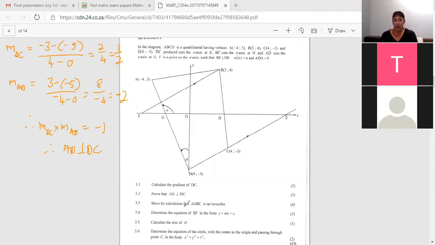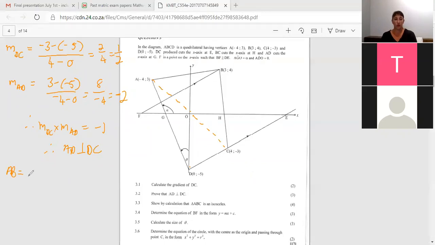All right, then show by calculation that triangle ABC, okay, so this triangle, show that it is isosceles, ABC, right? You're trying to show that it's isosceles. Obviously, you need to know what an isosceles triangle is. It's a triangle with two equal sides and two equal angles. So if you can show that two sides are equal, for example, it looks like those two could be equal. So let's find the length of AB.